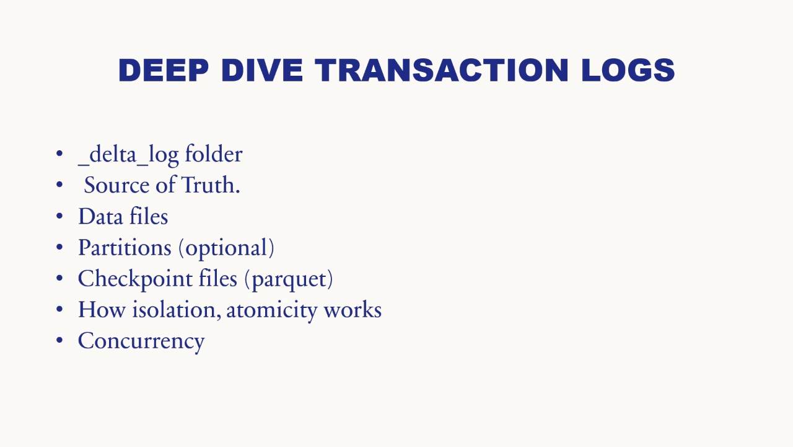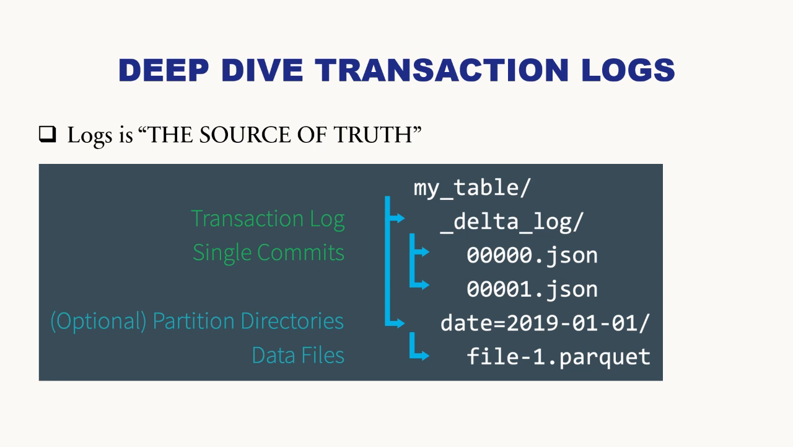The other thing I would like to explain is the checkpoint files. The checkpoint files are Parquet files that sit in the log folder, and I'll explain why they are created. I'd also like to go through how isolation and atomicity work with an example, which also involves concurrency. So let's go to the examples in the slides, and then I'll give you an example with a notebook.